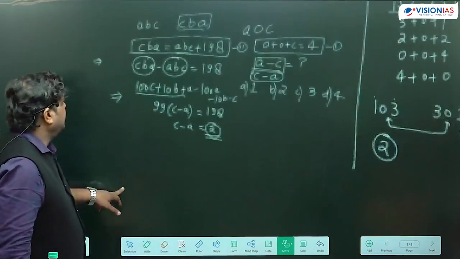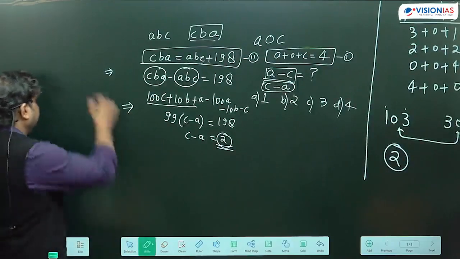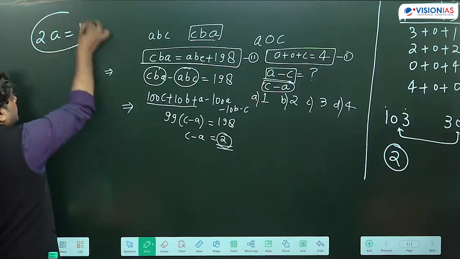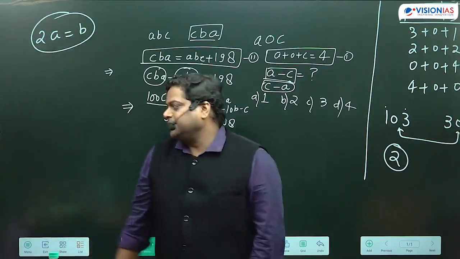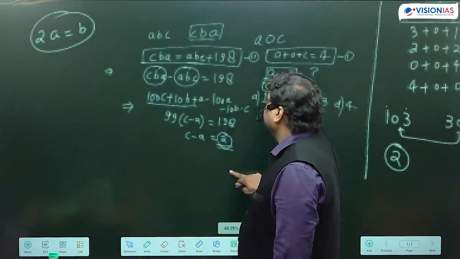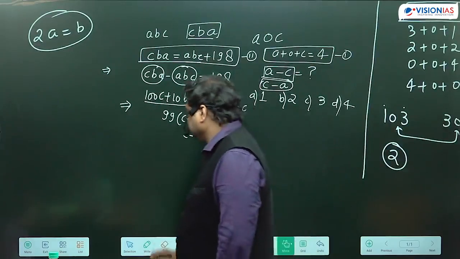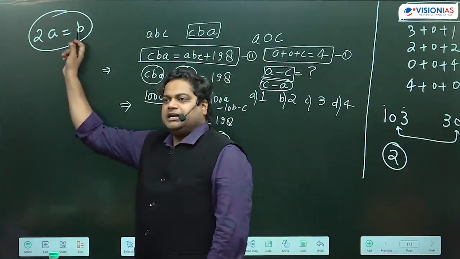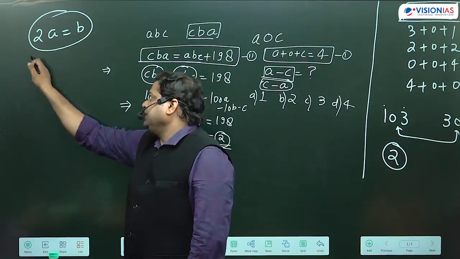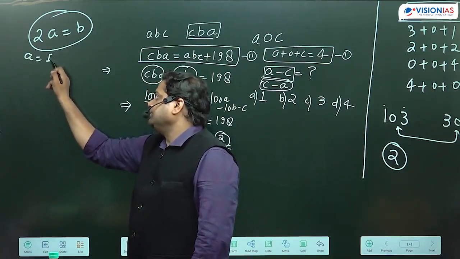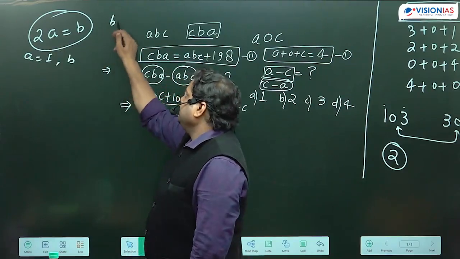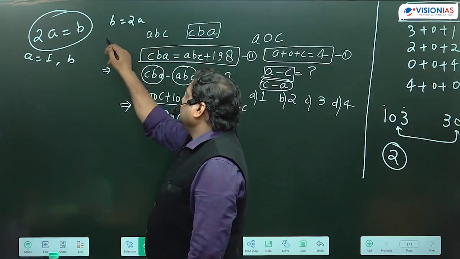In the last question we did this way. After the relation we had found 2a is equal to b. 2a is equal to b. What can be the possibility for a and b? a and b can take values from 0 to 9. So 2a is equal to b. If I take a's value as 1, what will be b's value? If a is 1, b is equal to 2a, so what will b's value be?